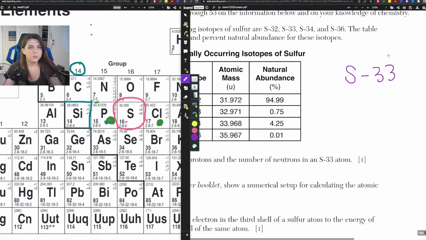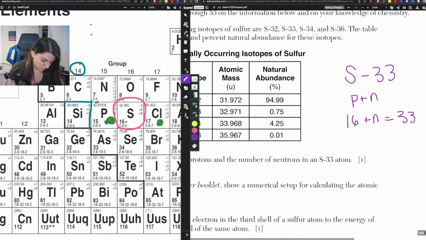Sulfur-33 has 33 things in the nucleus. The things in the nucleus are protons and neutrons. 16 of the 33 are protons. I don't know how many neutrons there are, but I know the total should be 33. So it's just 33 minus 16, and then n comes out to 17.